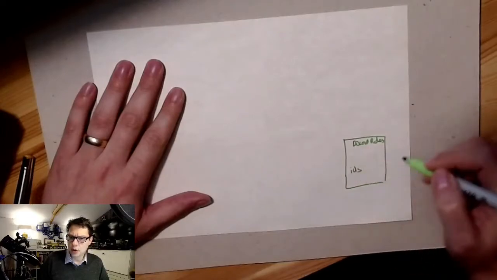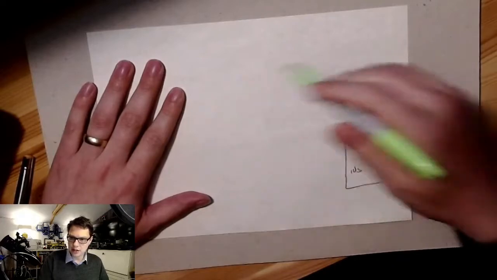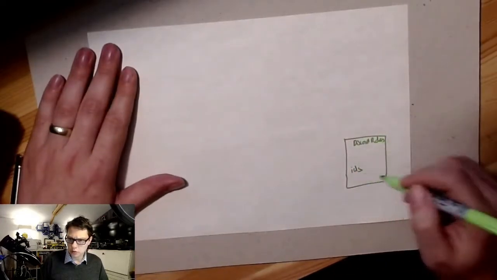I start writing in the boxes things that I know are part of that object. And when I make mistakes, it's okay, I just cross them out, and I do this diagram a couple of times until I've got a good idea what it is. So Discord roles or groups or whatever they're called these days.